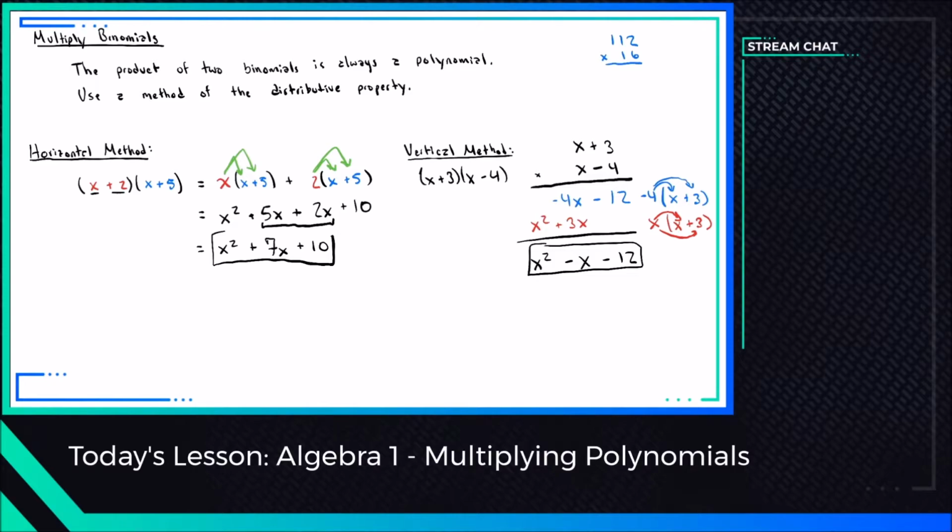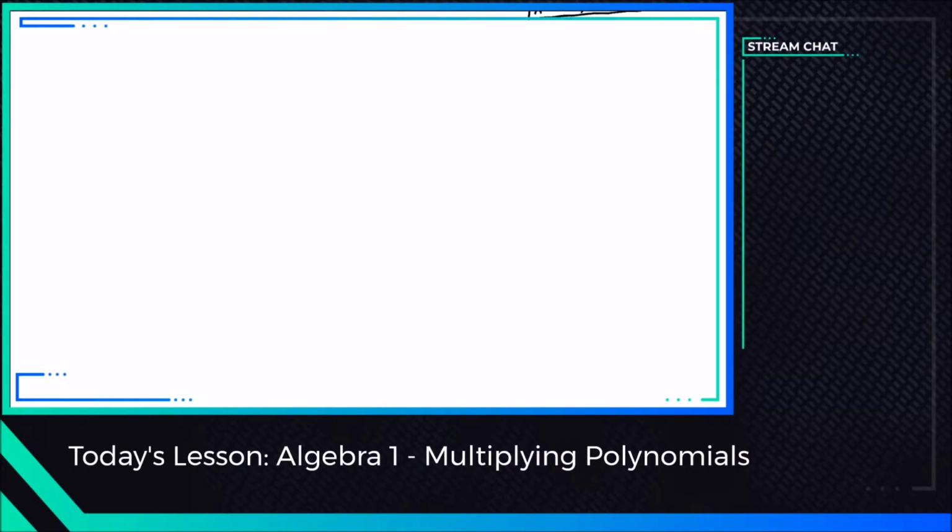And so if you want to multiply things out like that, you can, but fortunately we have a bit of a shortcut. And that shortcut is going to be known as the FOIL method. So the FOIL method is a shortcut for multiplying two binomials.